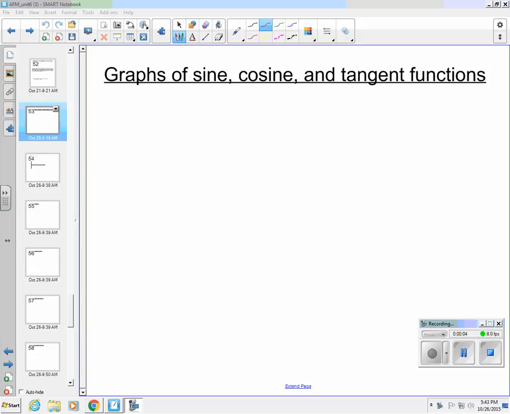This is our video for Unit 6, Day 8. What we're going to be looking at today is the graphs of sine, cosine, and tangent functions. So we just finished up with a test for the first half of this unit, where we were looking at trig equations and trig identities. We're looking at the second half, which is trig graphs and modeling applications for these functions.